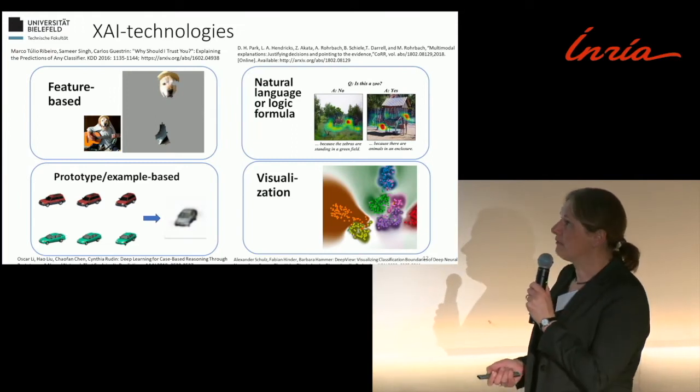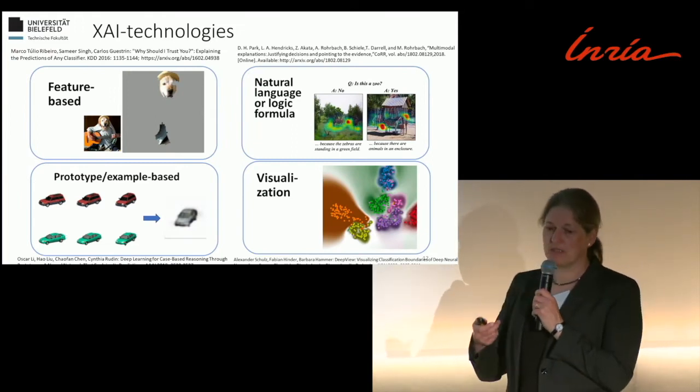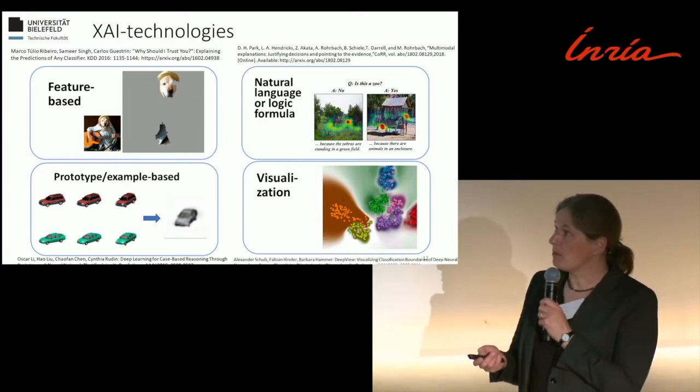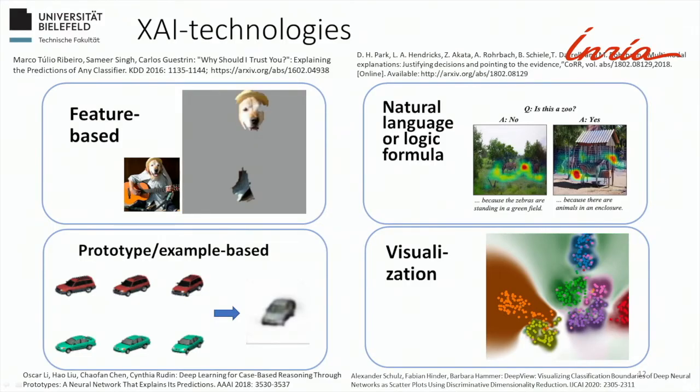So there are many different methods around which can be distributed into which language they use. So there are the feature-based approaches like LIME. There are methods which deal with natural language explanations, which you can see on the upper right. There are prototype-based methods, either natively or on top of deep learning models. And there is also visualization to have a scatter plot for a deep network, also for high dimensions to see how the decision boundaries would look like.